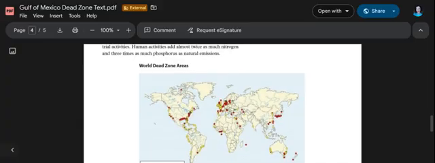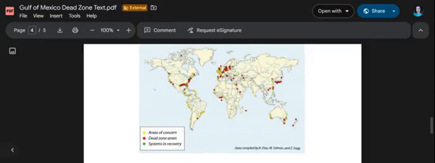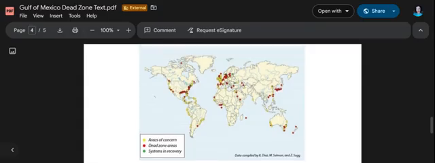Look at the map showing world dead zone areas. Yellow depicts areas of concern, red depicts dead zone areas, and green shows systems in recovery.